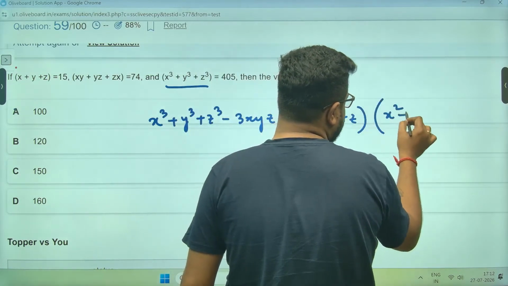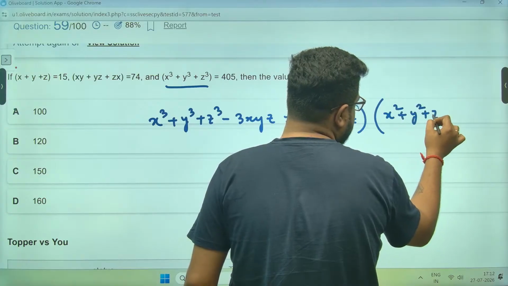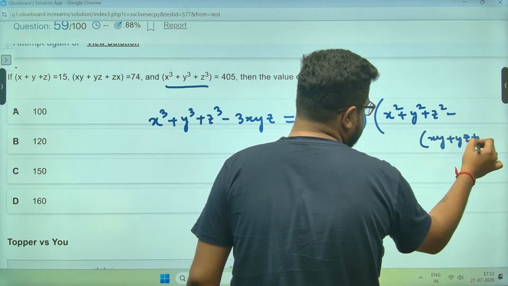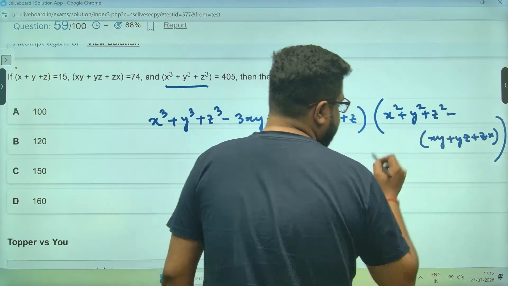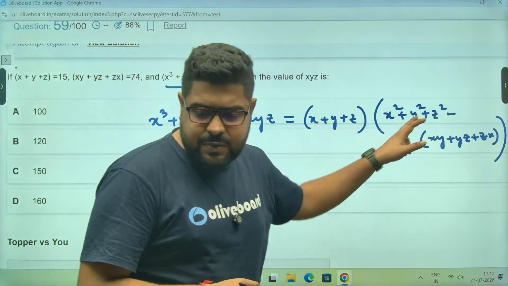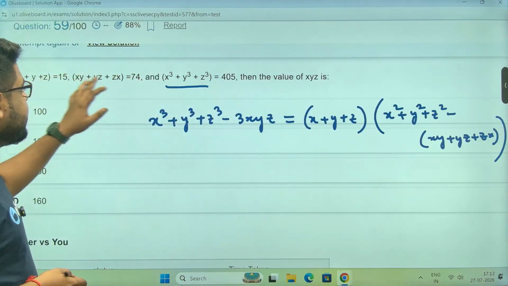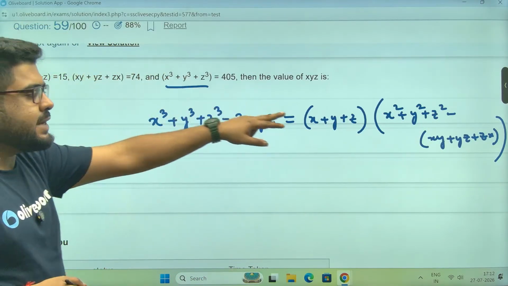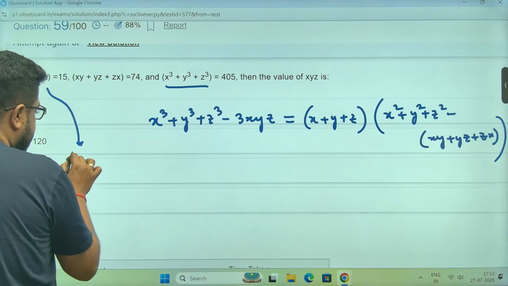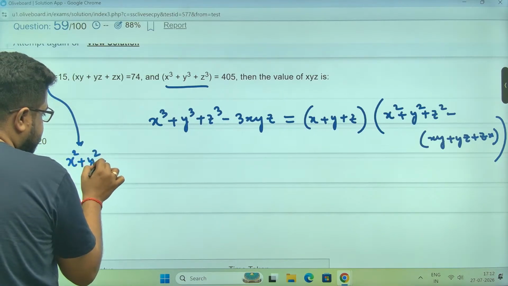x square plus y square plus z square minus xy plus yz plus zx. Right? Now, what don't I know? I don't know the value of x square plus y square plus z square. You see, x plus y plus z I know, xy, yz, zx also I know. So, how to calculate that? I'll calculate from here, x square plus y square plus z square.